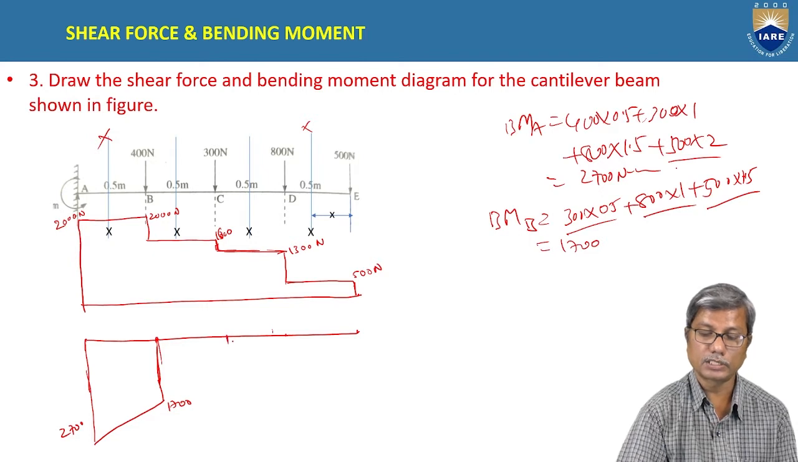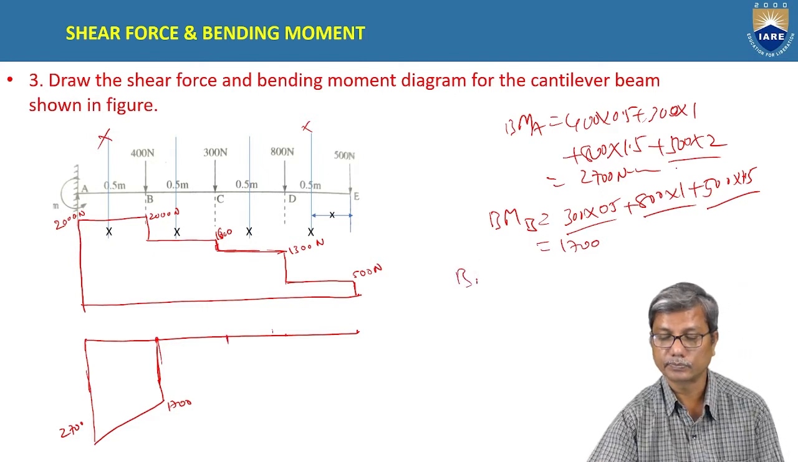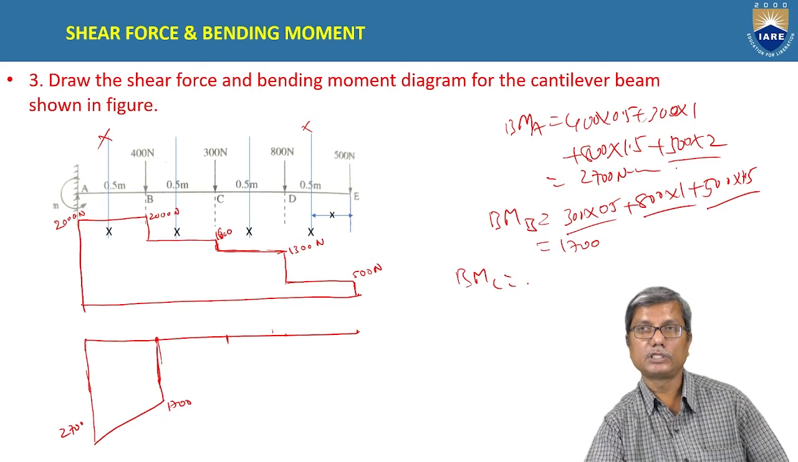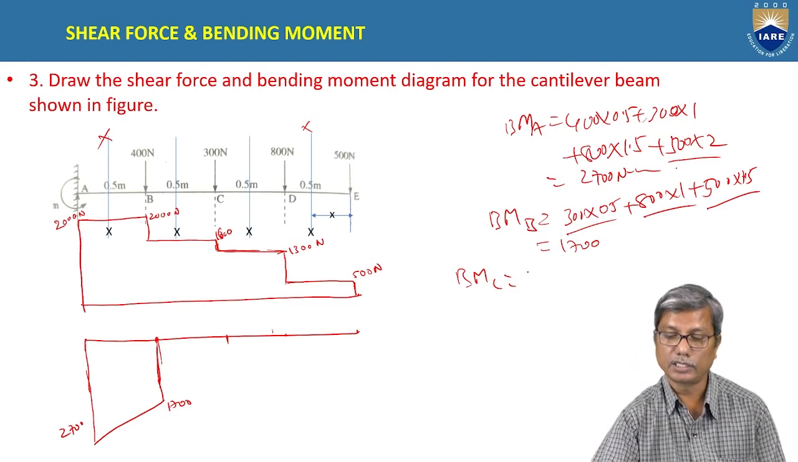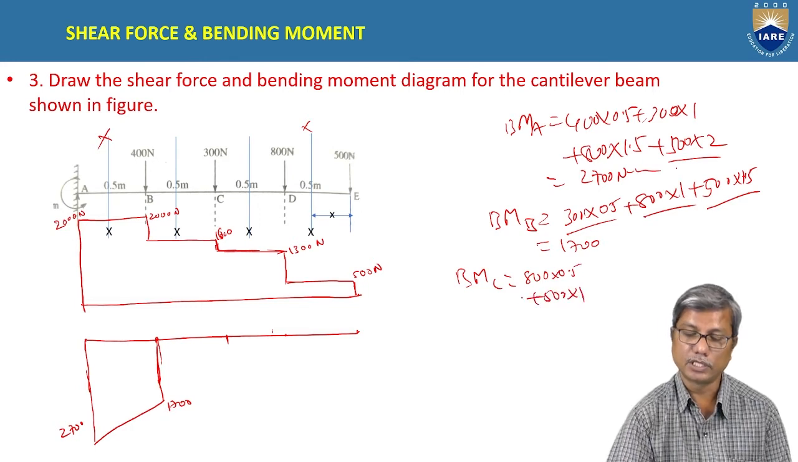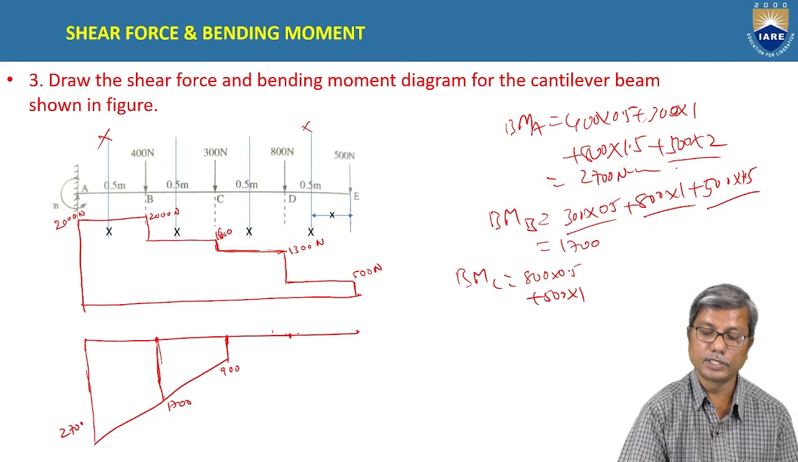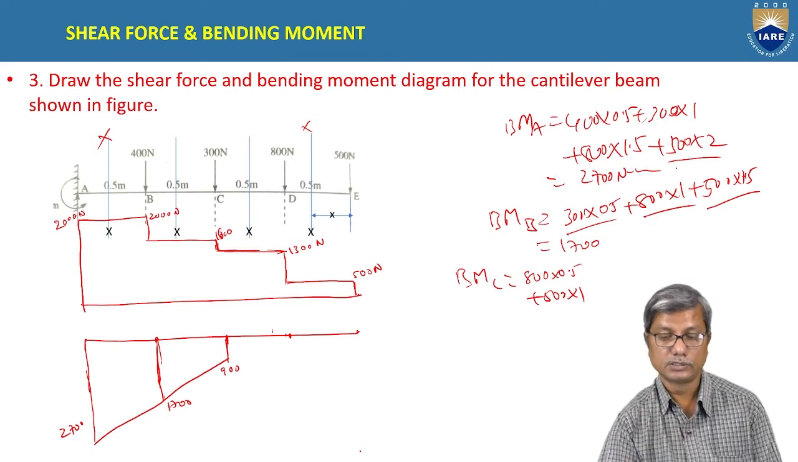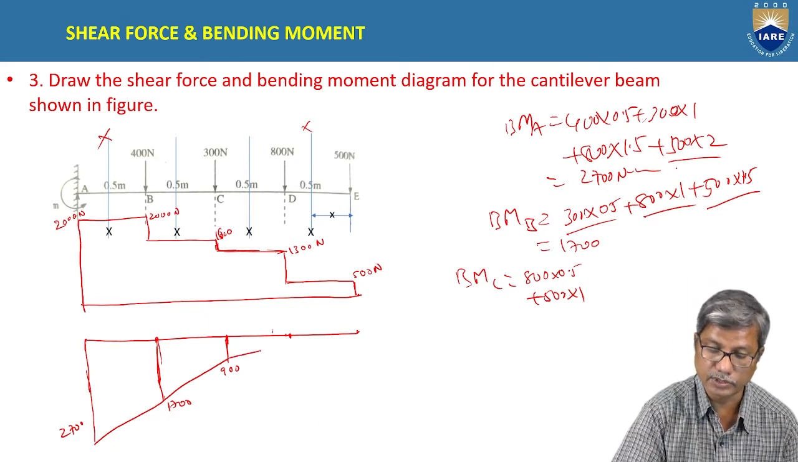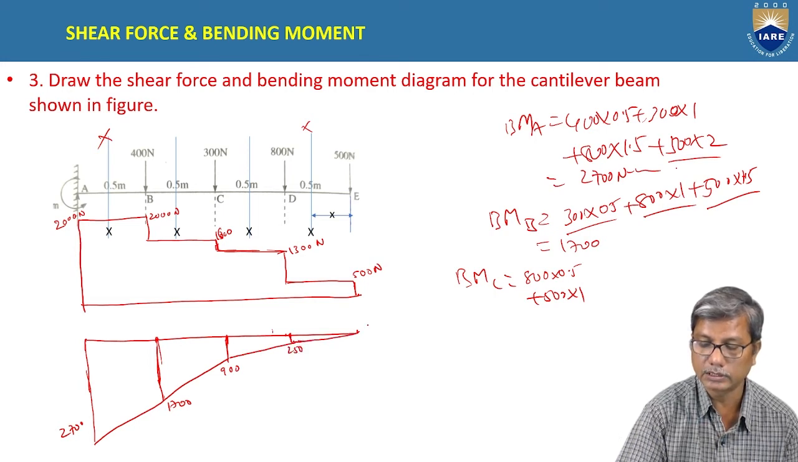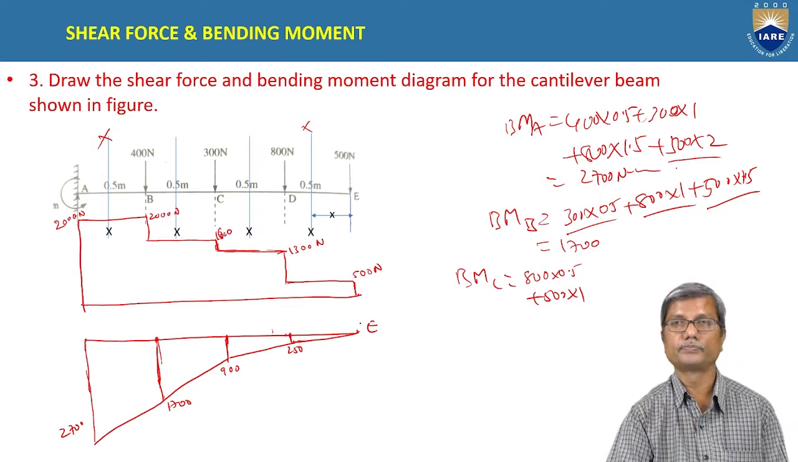And what is the bending moment at C? Considering right hand side again, 800 into 0.5 plus 500 into 1. That means 900. Okay, it is 900. And bending moment at D is 500 into 0.5. It is 250. And bending moment at E is 0.